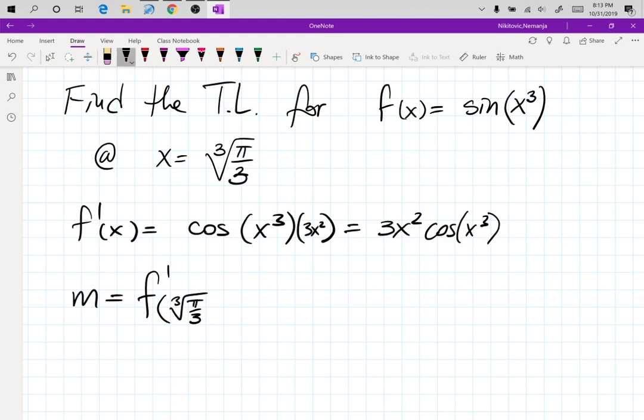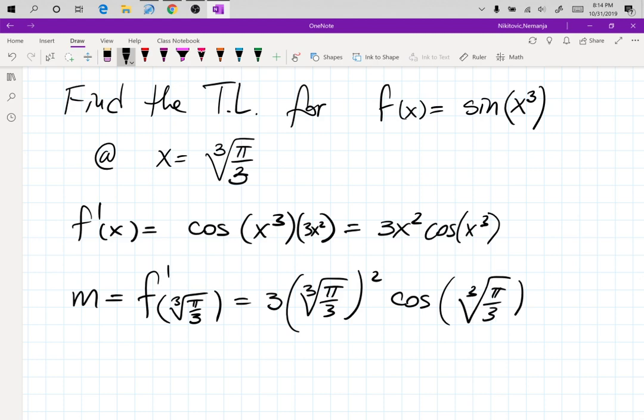All right, so here we go again. When I take the derivative, we have our cosine of x cubed and then 3x squared. So 3x squared. Okay, good. Now compute the slope by plugging in the x value provided. That's going to be 3 times cube root of pi over 3 squared times the cosine of cube root of pi over 3 cubed, and that's going to kill the cube root. That's why I picked it that way.